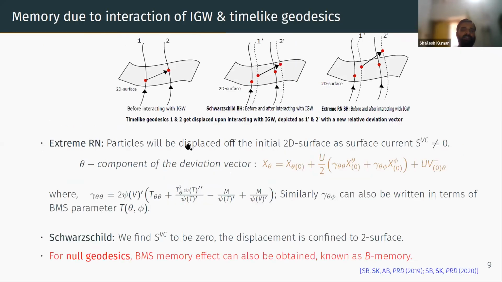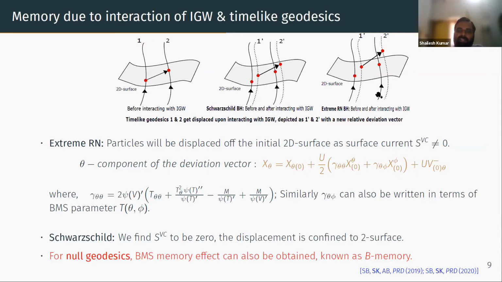As a result, what we find is that before the passing of the impulsive gravitational wave, there will be an initial separation between the two nearby time-like geodesics. And when it interacts with the impulsive gravitational wave, there will be a relative change in the displacement vector, or deviation vector. In the squash case, since the surface current is zero, the displacement will remain within the surface.